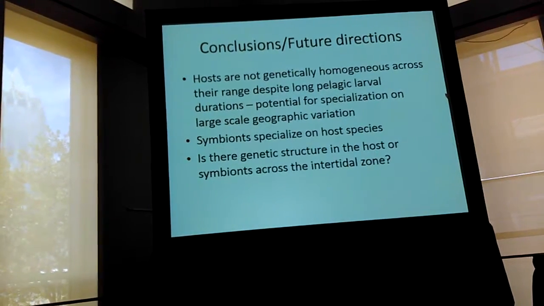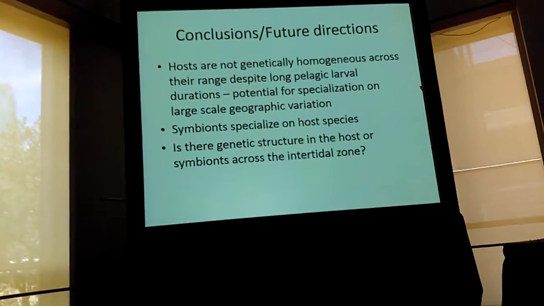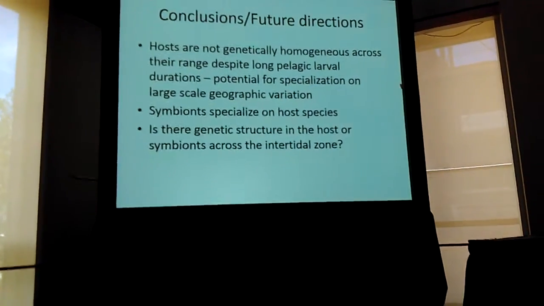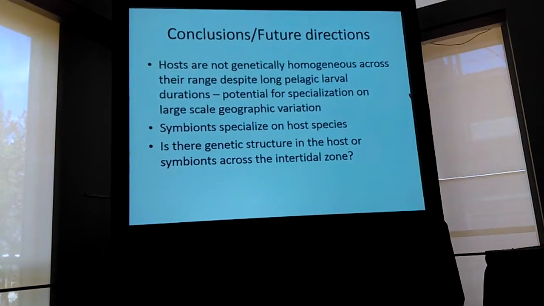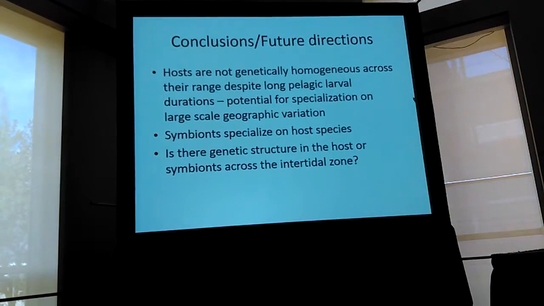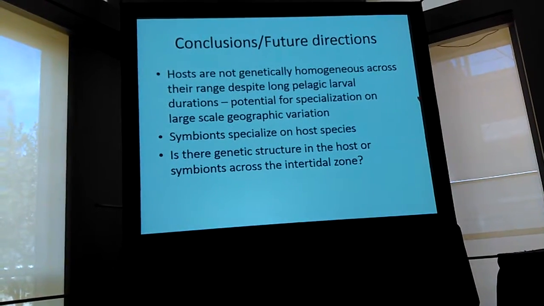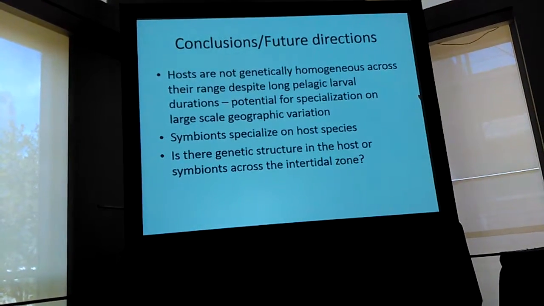And so what this basically tells us is that the hosts are not genetically homogeneous across their range despite that long pelagic larval duration. So we can't just take a pelagic larval duration as a surrogate for the potential dispersal distance that the host might enjoy. They potentially are quite limited in where they're going, and over broad spatial scales, it looks like they're genetically differentiated, which implies that they're not exchanging migrants.